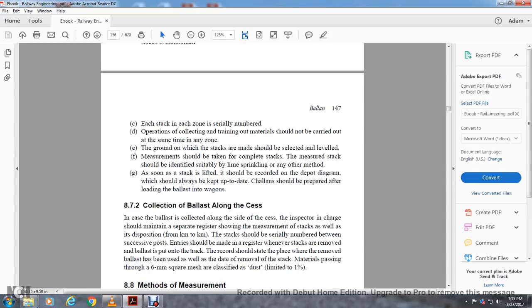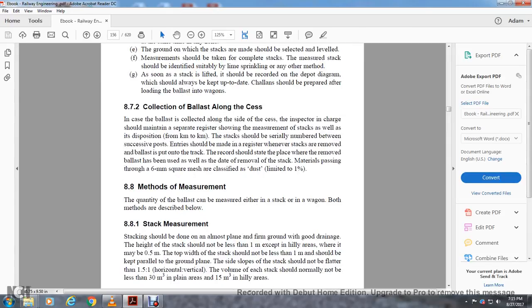8.7.2 Collection of ballast along the cess. Here the ballast is collected along the side of the track. The inspector should maintain a separate register showing the measurement of the stack as well as its disposition. From kilometer to kilometer, the stacks should be serially numbered between the successive posts. An entry should be made in the register whenever stacks are removed, and the ballast is to be put on the track. The record should state the place where the removed ballast has been used as well as the date of removal. Track material passing through the 6 millimeter square mesh is classified as dust, limited to 1%.